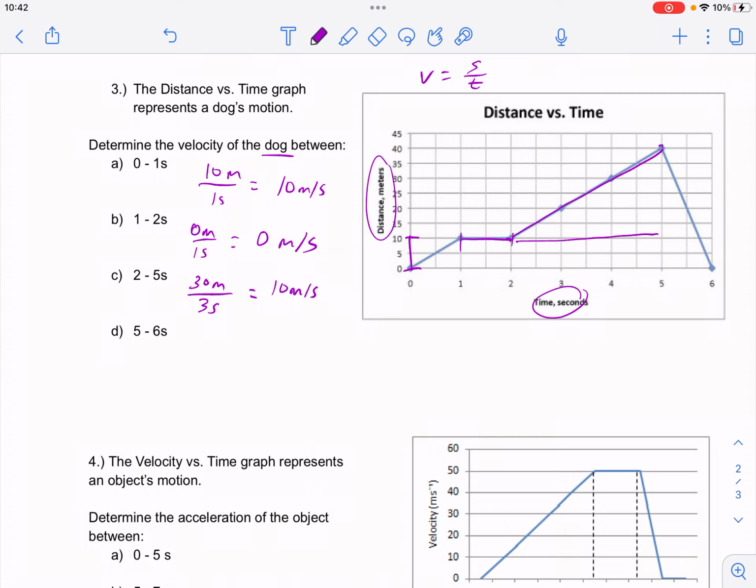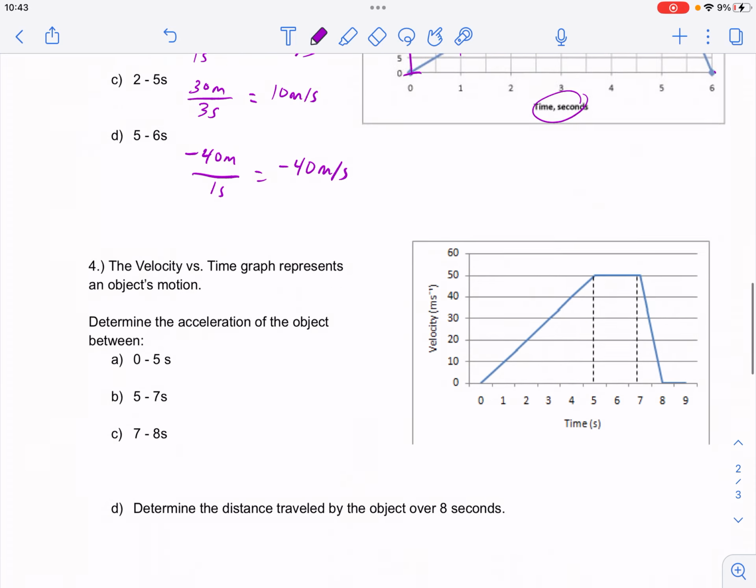And then in the last second, it goes from 40 meters down to 0. And I can tell that this is a negative slope. So I'm going to want to make sure that however I do this calculation of rise over run, when I'm done, I should end with a negative value. So I'm going negative 40 meters in 1 second. And so then I have minus 40 meters per second. So that's how we get velocity from a position graph.